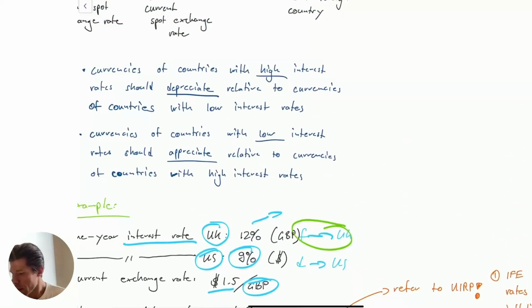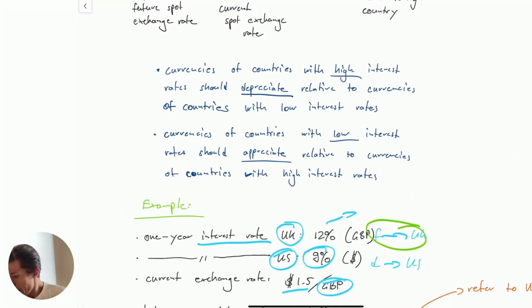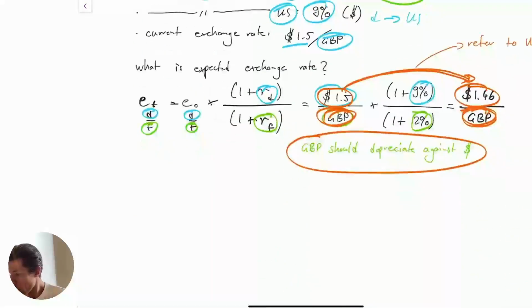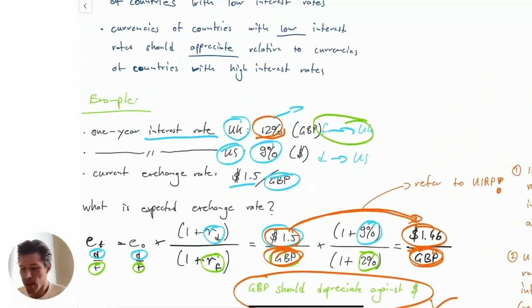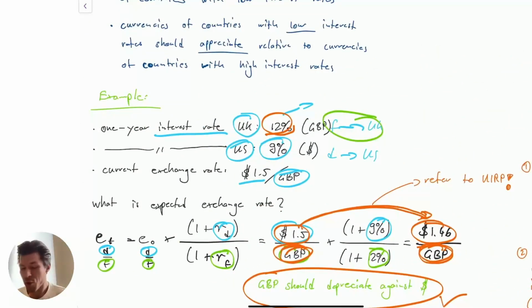Let's see whether this makes sense. The UK has a higher interest rate. Currencies of countries with a high interest rate compared to the other, 12 is higher, should depreciate, which is the case here. Makes sense. The only question is, why should this happen? Because the UK sounds quite positive. You can put your money there. Interest rates are higher. So why is it that the UK or the British pound loses value?